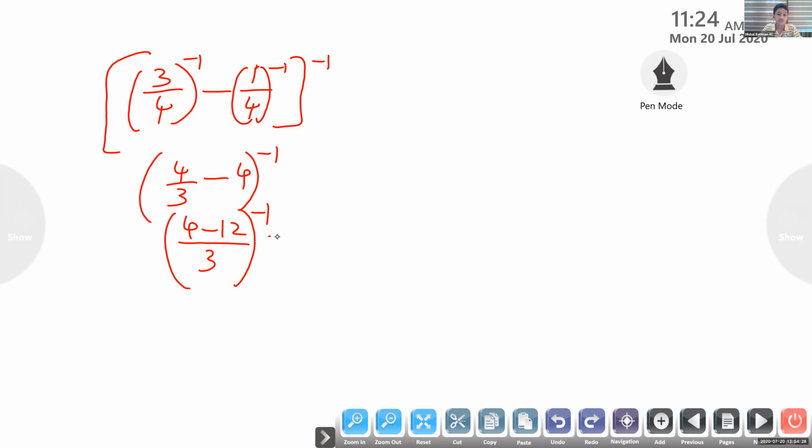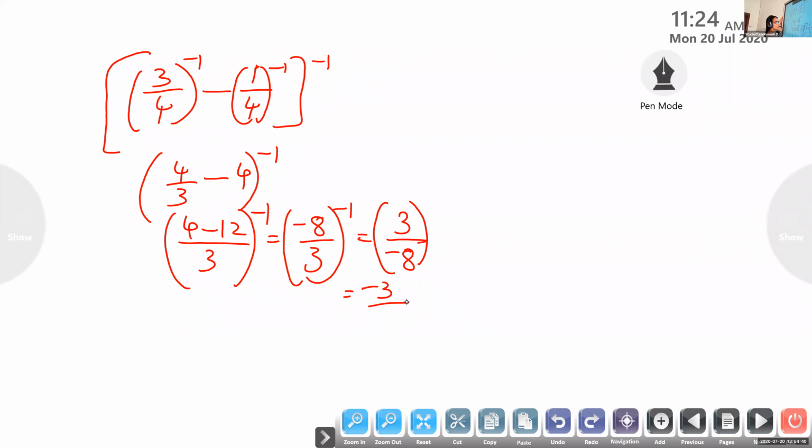The whole raised to negative 1. So it is negative 8 by 3, the whole raised to negative 1. So 3 by negative 8. Negative we can take to the numerator. It is 3 by 8. Ma'am, how 12 came there? 3 into 4. Okay, ma'am.